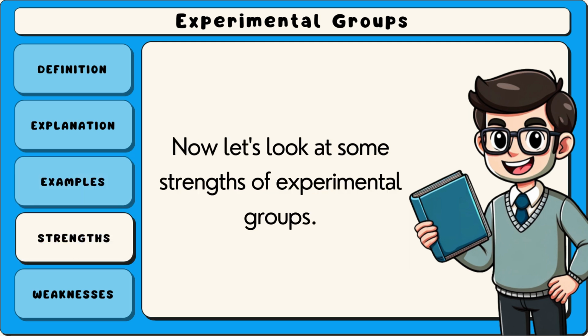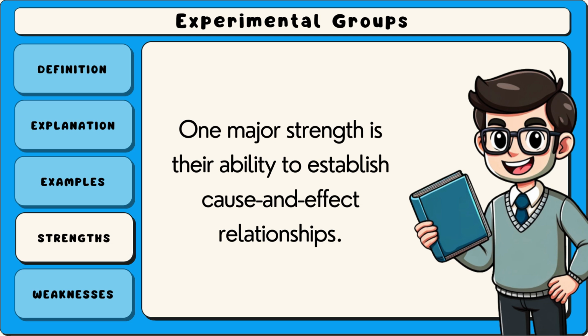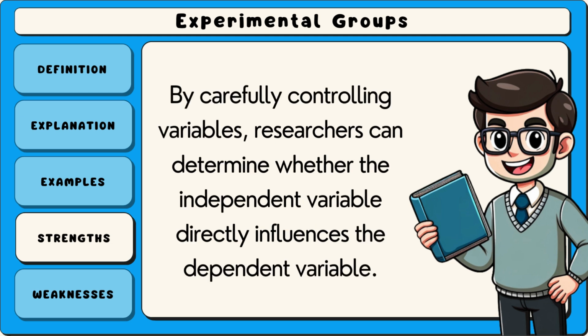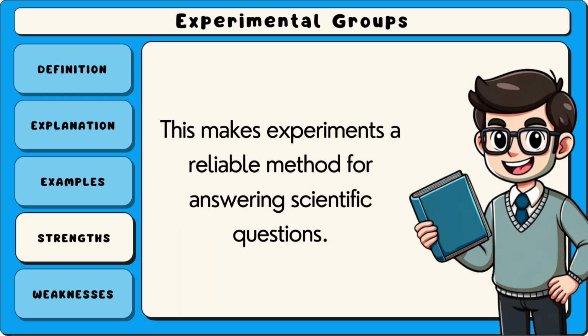Now let's look at some strengths of experimental groups. One major strength is their ability to establish cause and effect relationships. By carefully controlling variables, researchers can determine whether the independent variable directly influences the dependent variable. This makes experiments a reliable method for answering scientific questions.